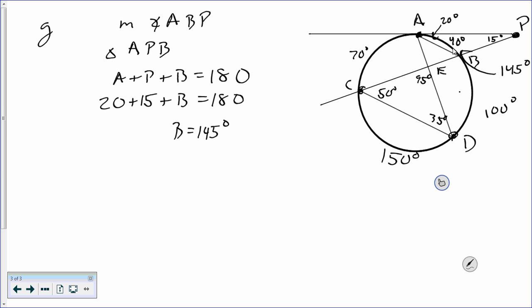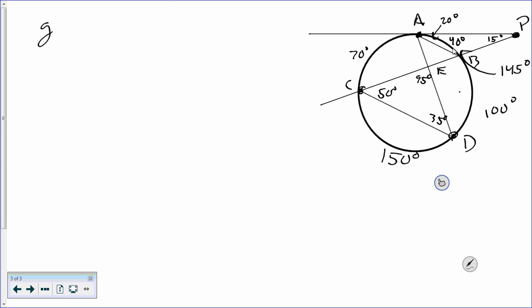All right, one more. Part H. Measure angle PAD. PAD is right here. And it's the same thing, right? This is going to be 1/2 of arc ABD. So this guy right in here. The same as we said before, it's going to be 1/2.